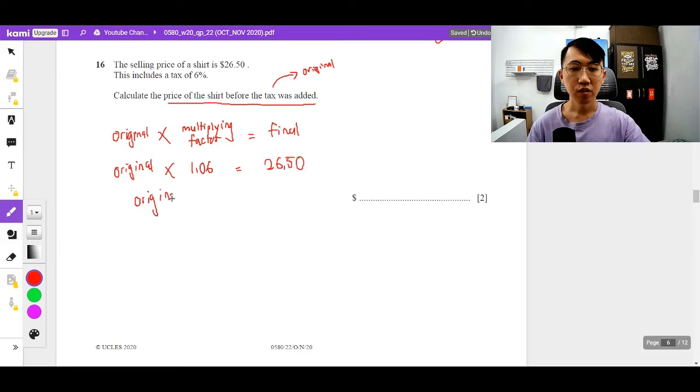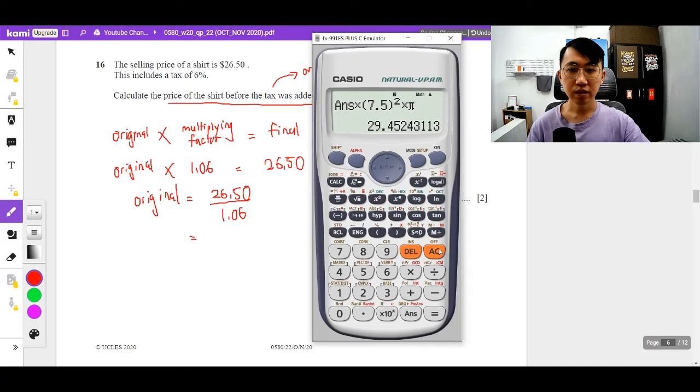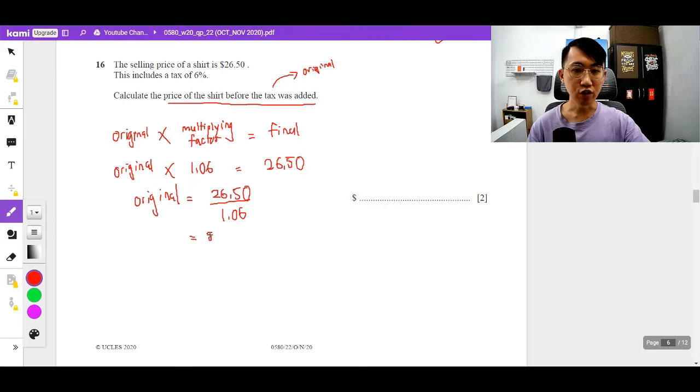Original price is going to be 26.50 divided by 1.06. So from here, teacher can use calculator. 26.5 divided by 1.06 equals $25. Okay, so now you need to write your unit. Log in 25 one more time, and that's how you do this question. 1 mark final answer, 1 mark working.